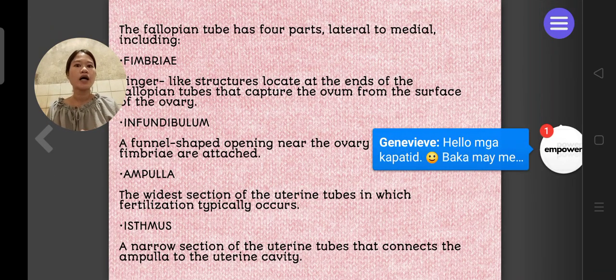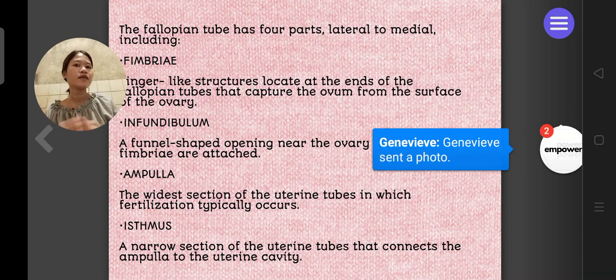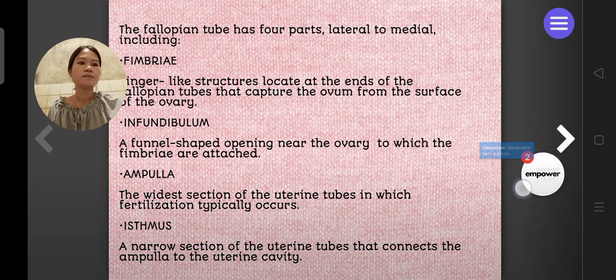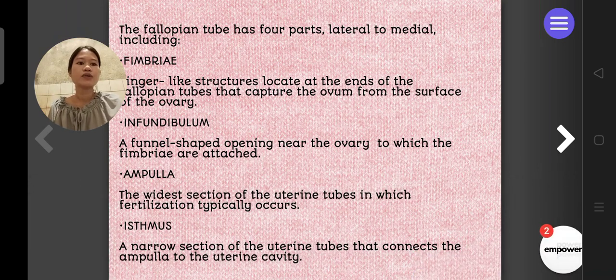Including the fimbriae, the finger-like structures at the end of the fallopian tube that capture the ovum from the surface of the ovary. The second one is the infundibulum, a funnel-shaped opening near the ovary to which the fimbriae are attached. So, dito pala naka-attach yung infundibulum, sa ano siya naka-attach? Sa fimbriae.